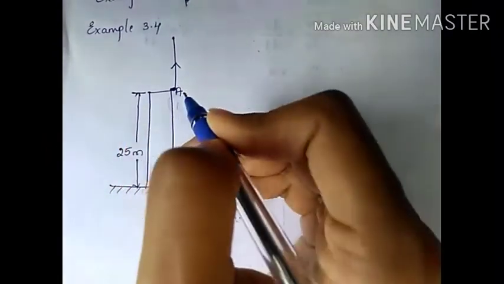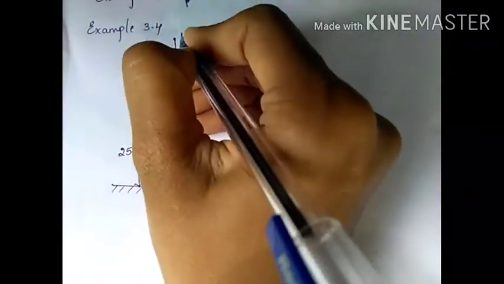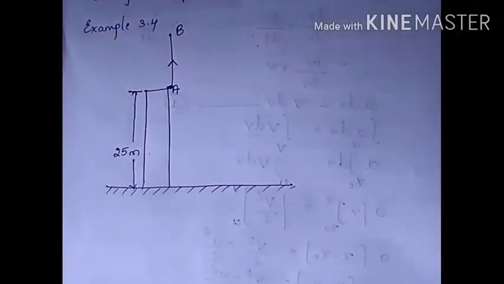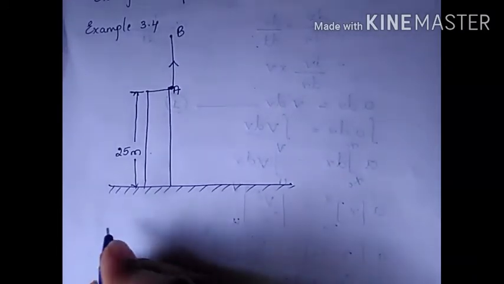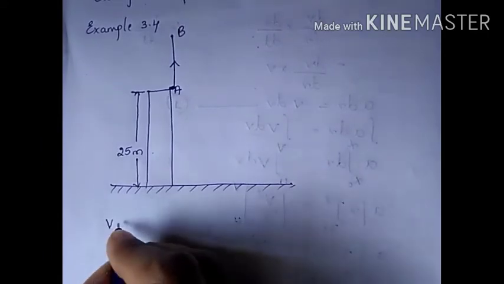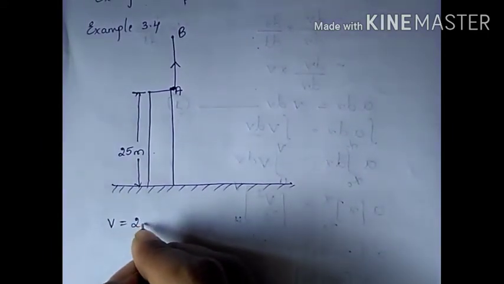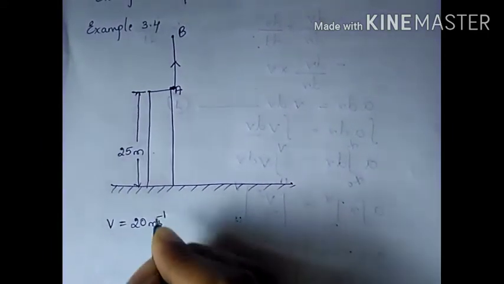Let us call this point A and this point B. With what velocity has this ball been thrown? The velocity of the ball was 20 meters per second. So v is equal to 20 meters per second.